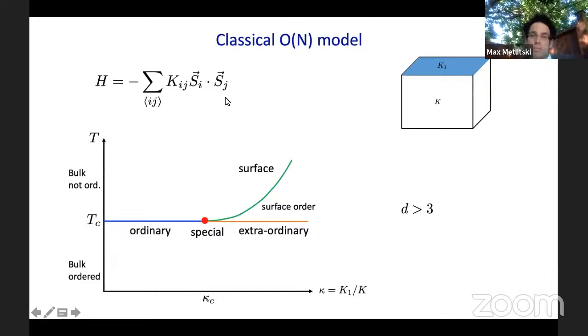And if you study the system in the presence of a boundary, we allow the coupling on the boundary, K1, to be different from the coupling in the bulk, K. So we have a dimensionless parameter kappa, which is a ratio of these two couplings. And in addition, of course, we have temperature. So this is a classical model.